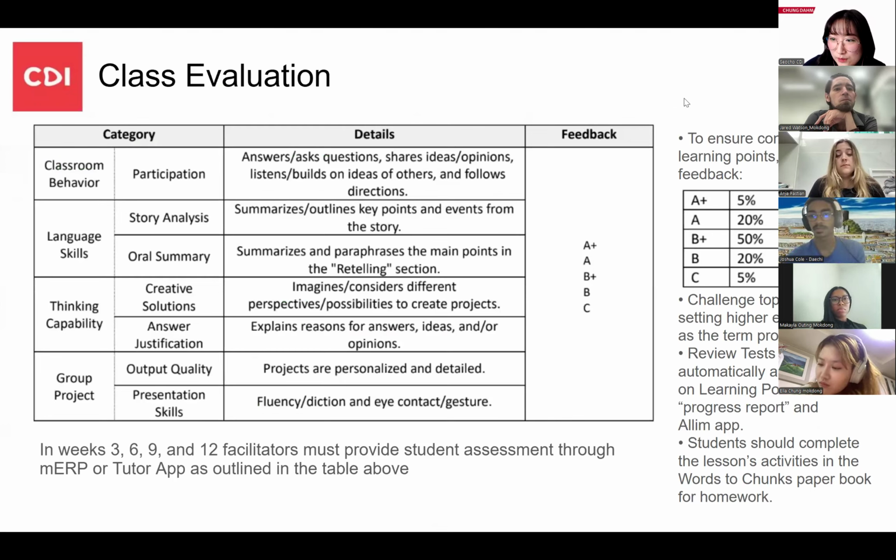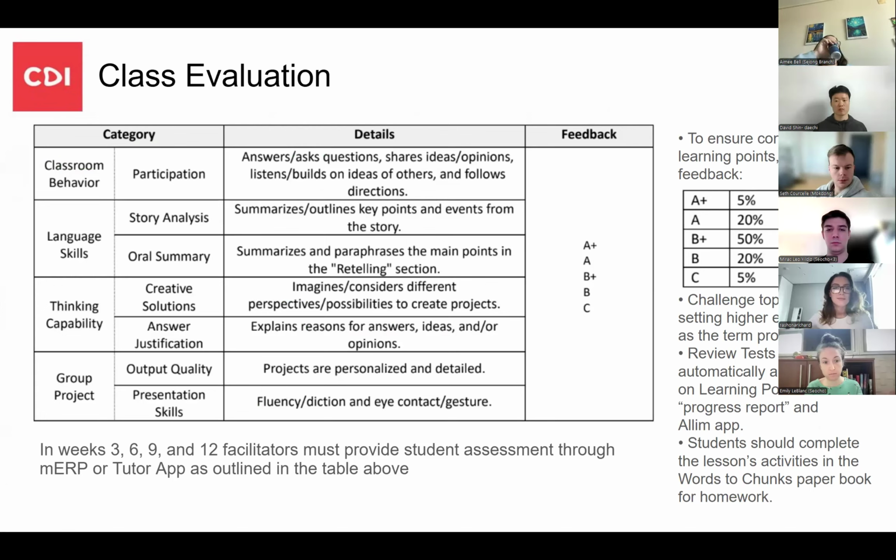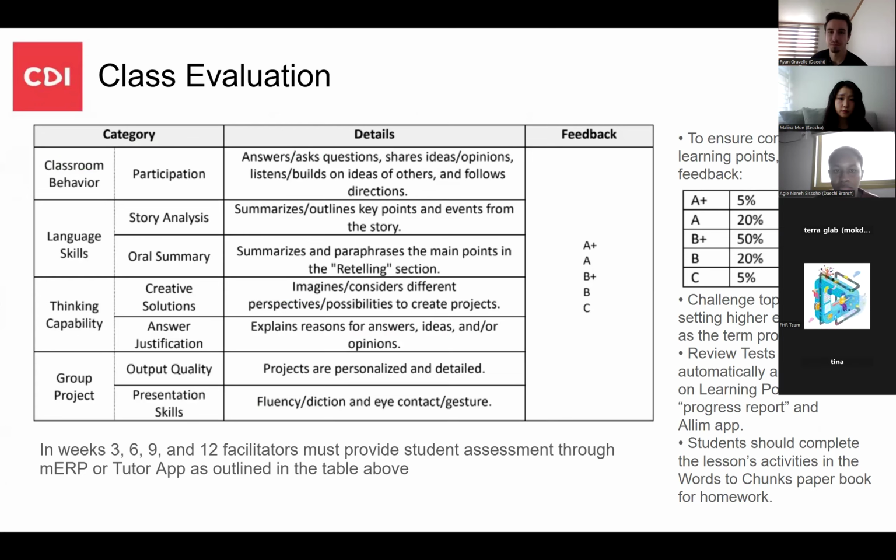Okay, I will stop and take some questions so far, if anyone has any questions about the chunk books. Don't think I see any hands. I've got a question.